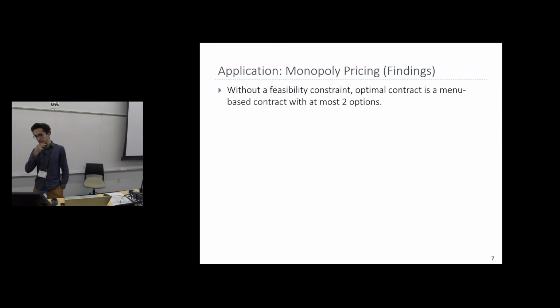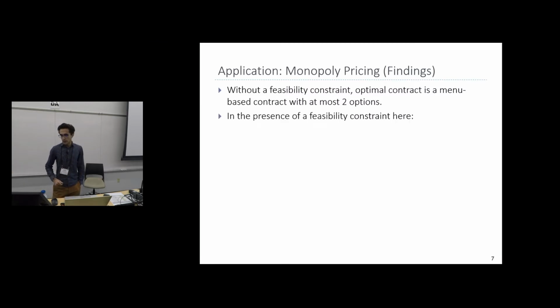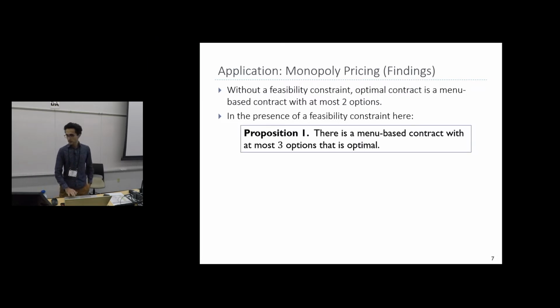So like I said earlier, from classic results, it follows that without a feasibility constraint, the optimal contract is a menu-based contract with at most two options. Okay, so two options are sufficient for optimality. However, when we have a feasibility constraint, like the welfare guarantee that we discussed earlier, or the price gap, we show that menu-based contracts may need to use three options, and three options are also sufficient for optimality. So the cost of one additional constraint is one additional option on the menu.